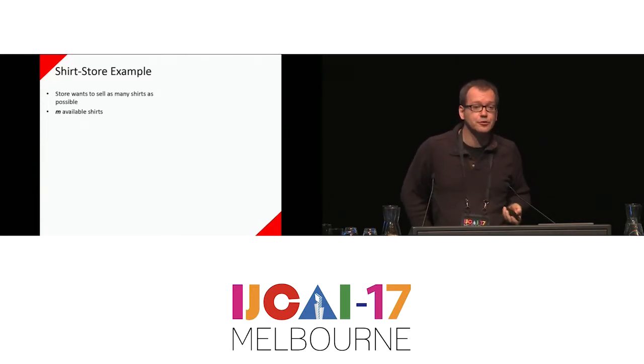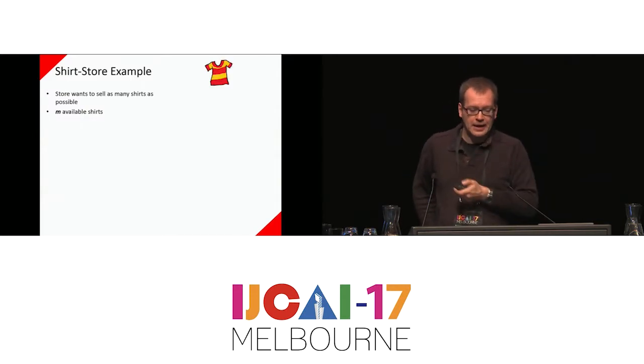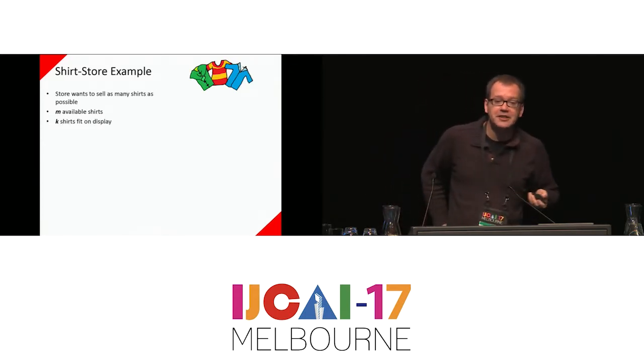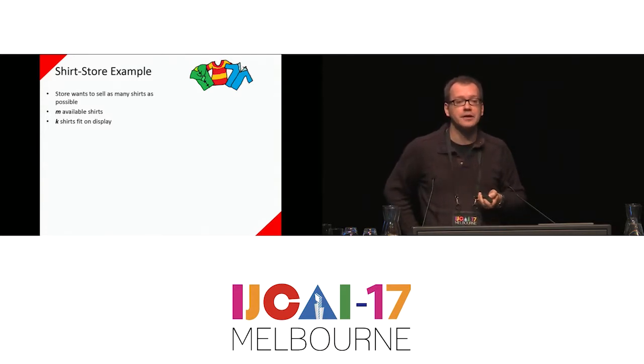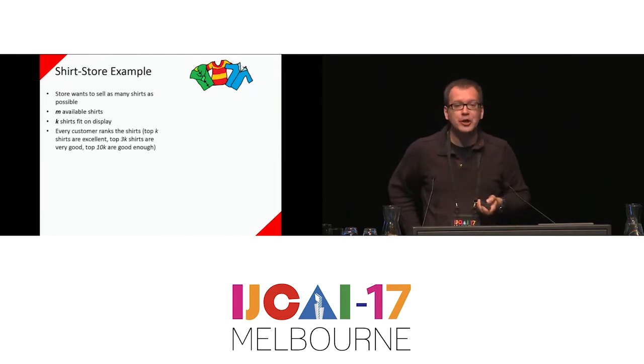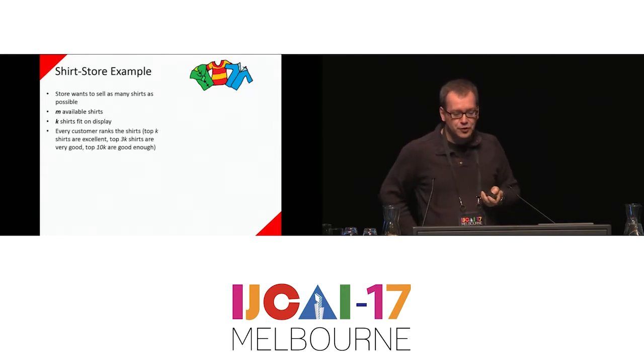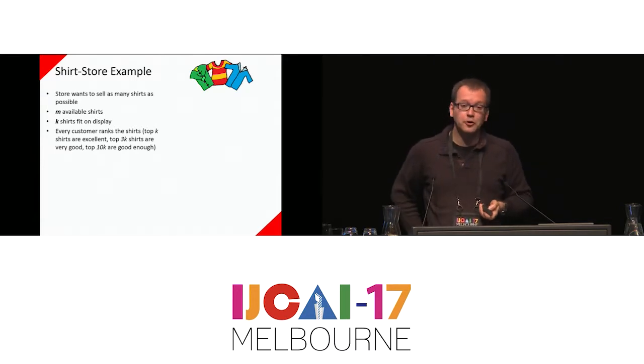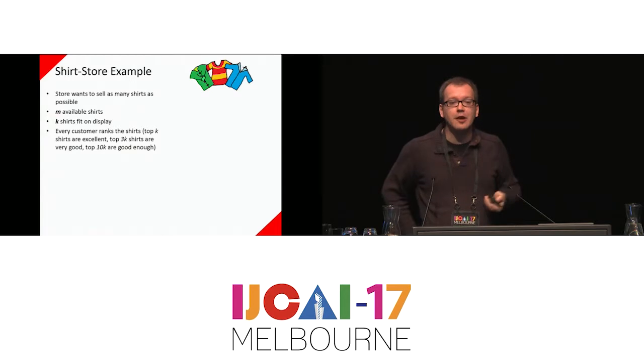We want to sell as many shirts as possible. We have m available to choose from, so we have delivery companies that can give us m different shirts, like these ones. But we can only put k on display. In the case of an internet store, when you go to the homepage of the store, there are k shirts that can show up, maybe 10, maybe 6, maybe 15, but not too many. And for the sake of this example, let's assume that a customer thinks that the top k shirts in the universe of these m shirts are excellent, the top 3k shirts are very good, and the top 10k shirts are good enough. Of course, these are just arbitrary numbers.